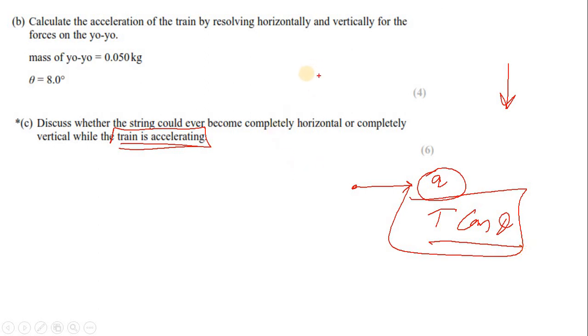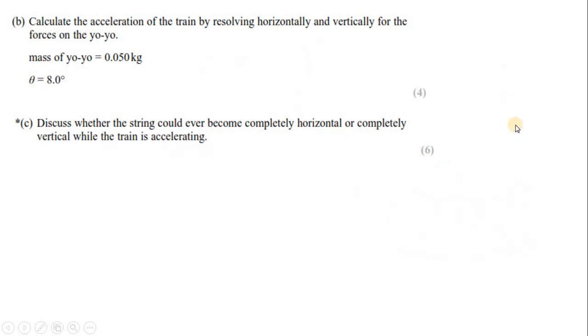Moreover, for the yo-yo in a vertical direction, the vertical component of T is acting and W is pulling it down, and they are balancing. Because we have vertical forces acting on the yo-yo, the string can never be horizontal. So both conditions, horizontal and vertical, are not possible because of these two scenarios: the presence of a horizontal force and the presence of vertical forces. That's how you can explain it.